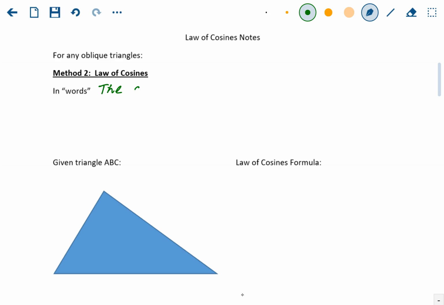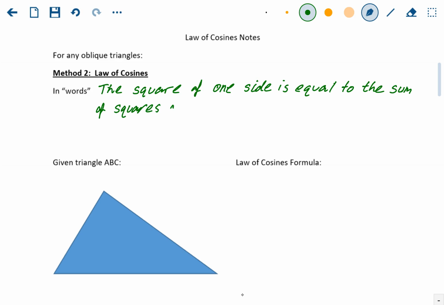Starting with the words definition. The definition of law of cosines in words is it's the square of one side is equal to the sum of squares of the other sides minus twice their product and the cosine of the opposite angle. Okay, so I'm going to break that down piece by piece. Now again, if you're someone that likes the formula, just wait for the formula version. But the square of one side is equal to the sum of squares of the other sides minus twice their product and the cosine of the opposite angle.